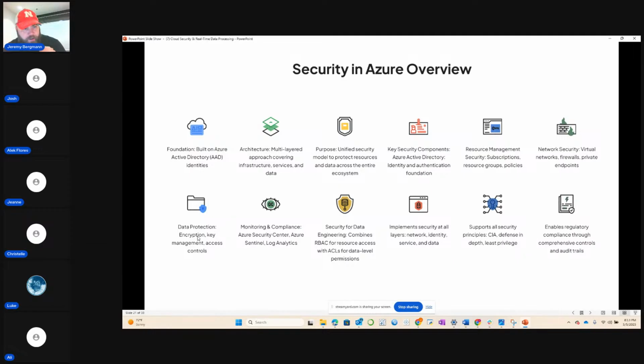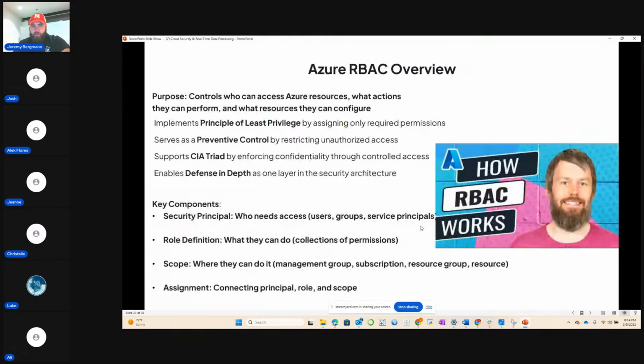We can protect data. We can encrypt it, manage your keys. That's what we originally tried to do with the Key Vault, where we tried to manage that API key that we got from Box, or we got from Live Coin Watch, but it ended up being painful, so we went away from it. Monitoring and compliance, being able to track everything, supports all the security principles, enables regulatory compliance. So healthcare and finance being the biggest ones. Okay.